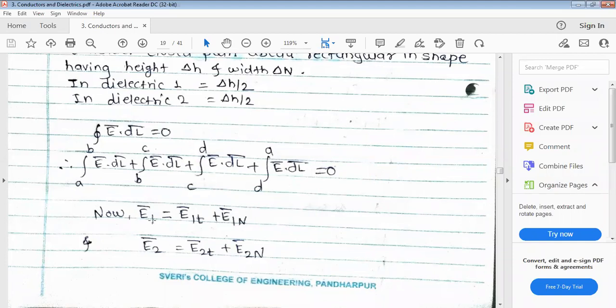One is the tangential component and the second is the normal component, right? So this E1 bar is equal to E1T bar plus E1N bar. Similarly, for region 2, E2 bar is equal to E2T bar plus E2N bar. So these are the electric field intensities in region 1 and in region 2.